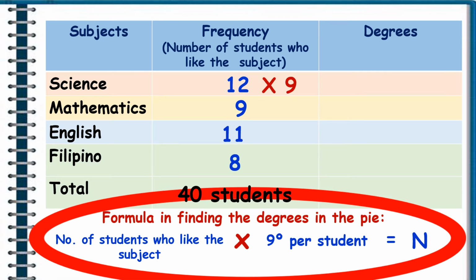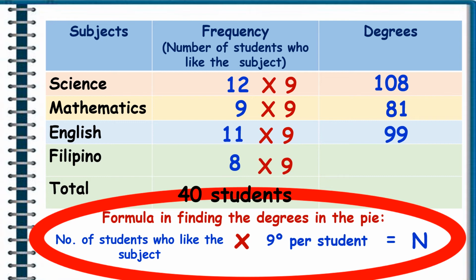12 times 9 is equal to 108, correct. For math, 9 times 9 is equal to, yes, 81 is the answer. For English, 11 times 9 is equal to 99. You are right. And for Filipino, 8 times 9 is equal to 72. You are again correct.